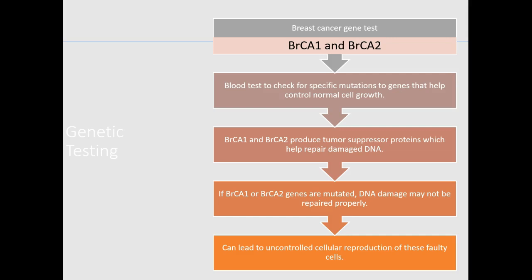So the breast cancer gene test that is commonly being done today is a gene test looking for BRCA1 and BRCA2. It's a blood test to check for specific mutations to these genes that help control normal cell growth. The BRCA1 and BRCA2 produce tumor suppressor proteins which help repair damaged DNA. So if these BRCA1 or 2 genes are found to be mutated, DNA damage may not be repaired properly. So it can lead to the uncontrolled cellular reproduction of these faulty cells.